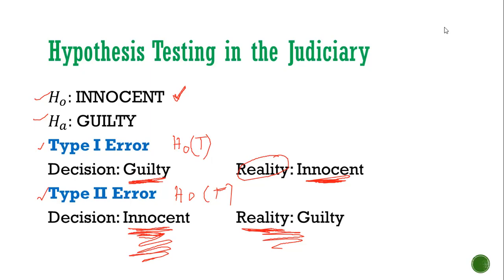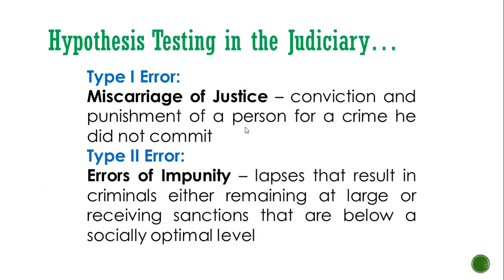So, let's further discuss the application of your hypothesis testing in the judiciary. So type 1 error, yung pinakita ko kanina, if you are convicted to a certain crime that you did not commit, it is called your miscarriage of justice. Yan. Type 2 error naman, lapses in the result and the criminals either remaining at large or receiving sanctions that are below a socially optimal level. Impunity ang tawag doon, or errors of impunity.